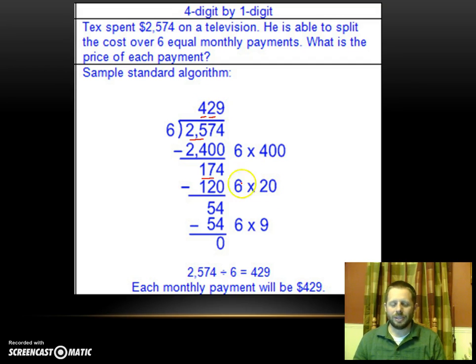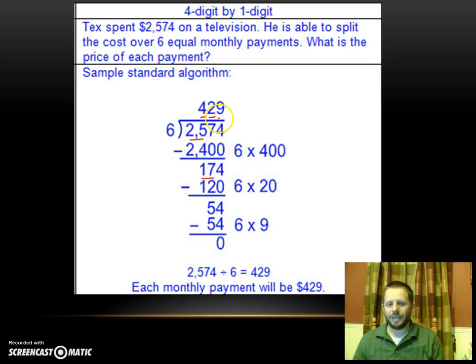Okay, so 6 times 20 is 120. Using the standard algorithm, you would have said 6 times 2 is 12. You would have subtracted. Either way, you end up getting a 5 here and bringing down the 4. So you've got 54 remaining. So then the final question is, how many times will 6 go into 54?